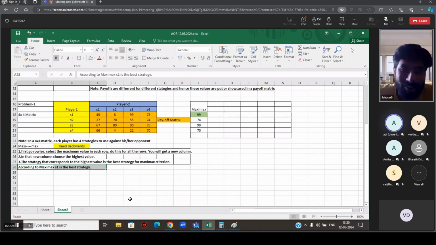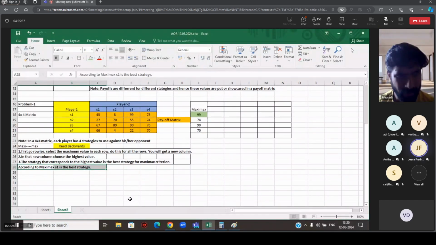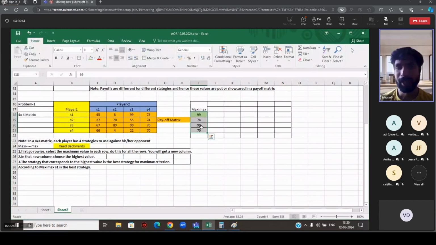Did you understand or not? Yes, sir. Can you repeat the last part, sir? The third step: the strategy that corresponds to the highest value is the best strategy. Now in this particular column, which is the highest value? The highest value is 99. 99 is corresponding to which strategy for player 1? S1. For player 2? S3.